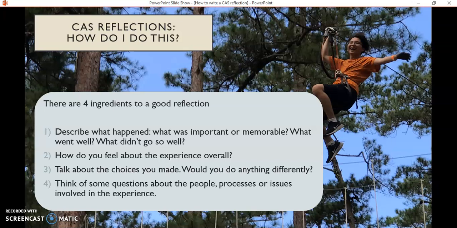Secondly, you can think about more about your emotions. How did you feel about the experience? How did it go? Thirdly, you should talk about some of the choices you made when you were doing the experience. Why did you do certain things? If you did it again, what would you change? Would you change anything? Because that's a sign that maybe you've learned if you would do something differently. And then fourthly, think about some questions about the people, the processes, or the issues involved in the experience, a kind of wider question there.